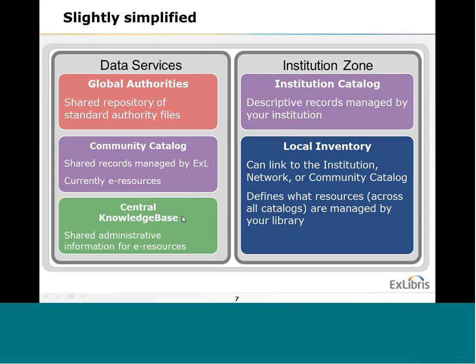And then we have the central knowledge base, and that contains administrative and connection information for electronic resources, which you would activate for your own local institution in your institution zone. So in your institution zone, we have your institutional catalog for bibliographic records as well as your inventory. And the inventory is important to our model because it defines what is yours. It defines those titles that are managed by your environment, regardless of where the bibliographic record resides.